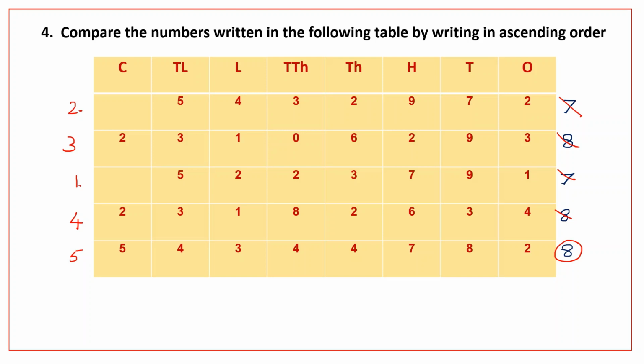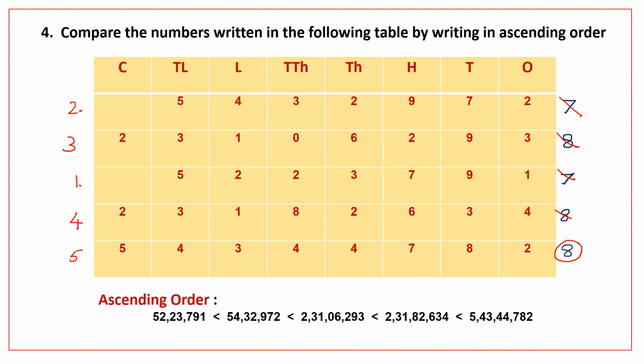Let's write it down in order. So here we have the ascending order. So the smallest number here, the smallest is what we can see here, 52,23,791. That is this one, the smallest number. Next, this next smallest is 54,32,972. That is this one. We have written it down.